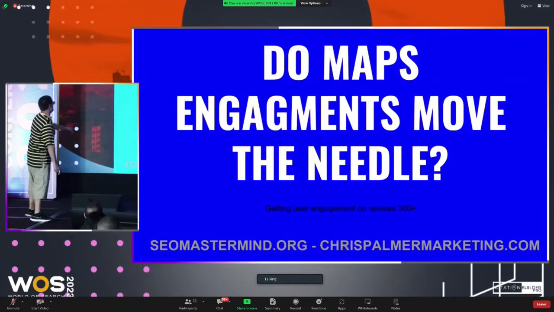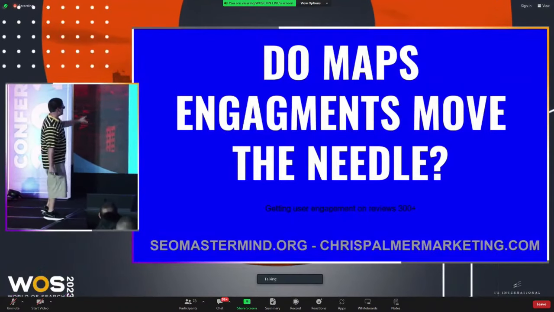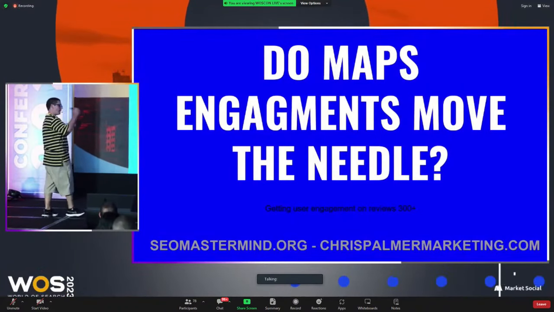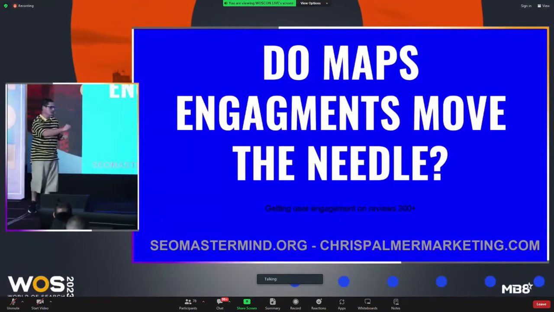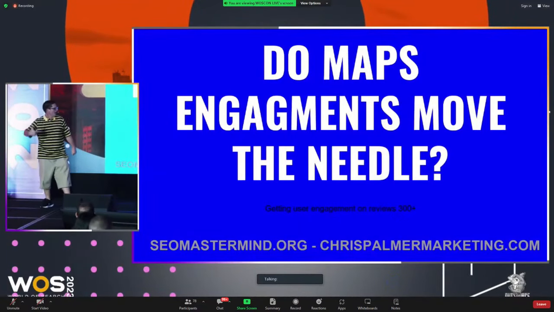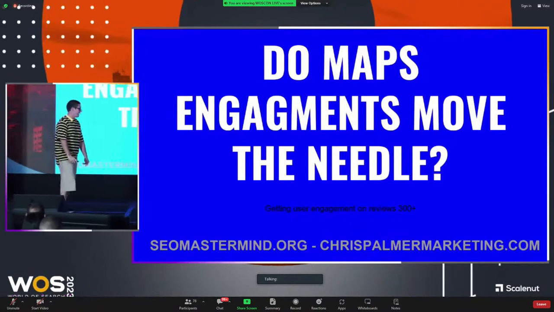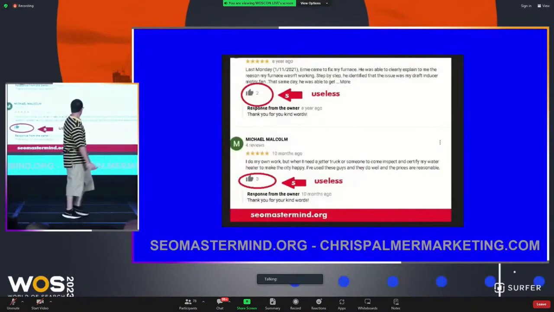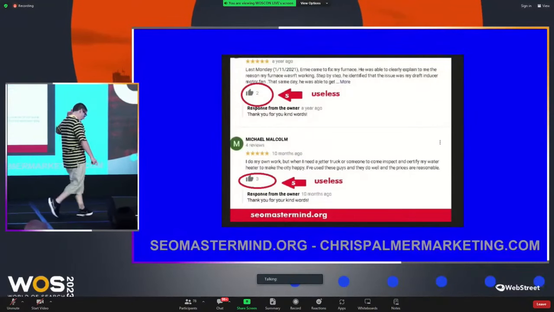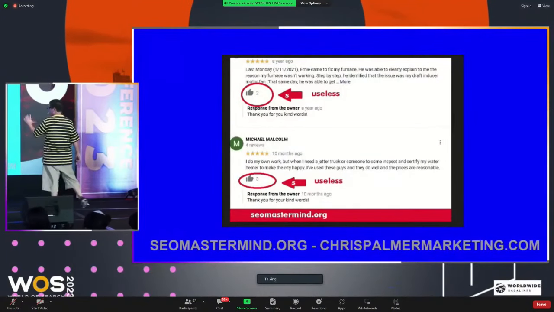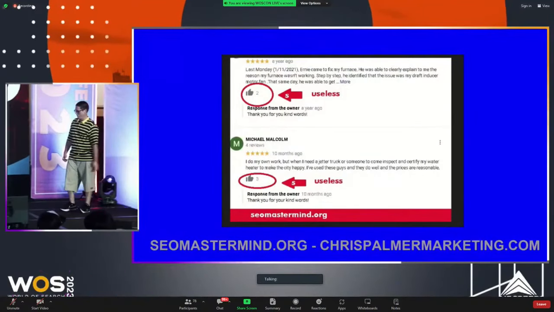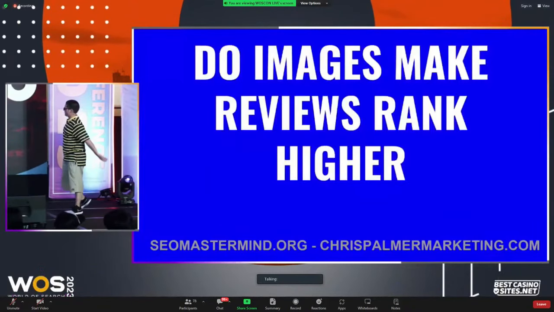Anyway, do maps engagements move the needle? Now, when we're talking about maps and engagements, like those thumbs up, I saw people on Fiverr offering this as a service. Please stop. We tested this specifically. Putting those thumbs up or adding those engagements is completely useless. I tested it more than once. This is just one screenshot.